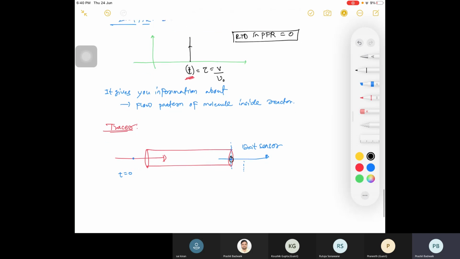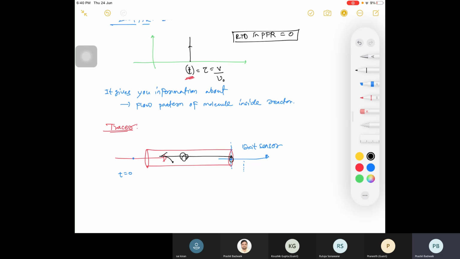And suppose you are putting in a larger number of molecules, then you will have a distribution. Some of the tracer will go here. Some of the tracer will come out directly. Some of the tracer will go to a dead zone. Some of the tracer will recirculate. So you'll get the concentration of tracer at the exit using your exit sensor.